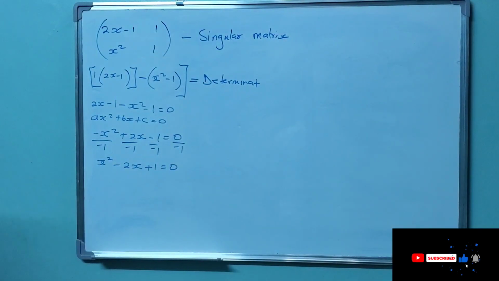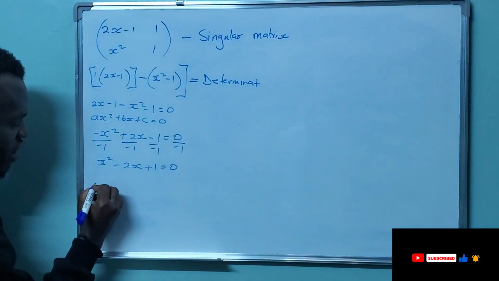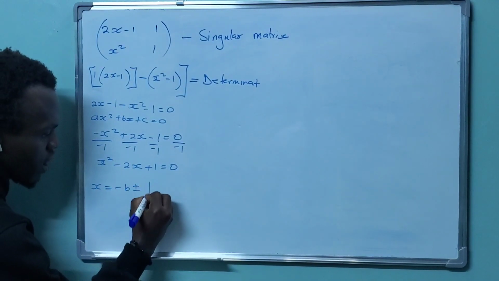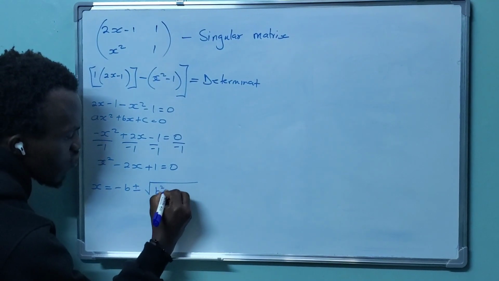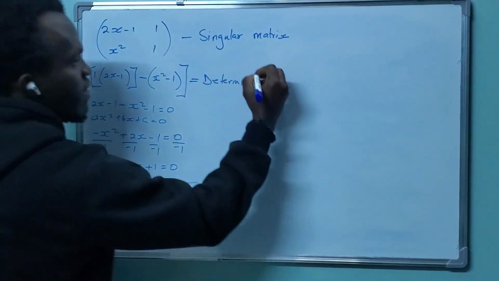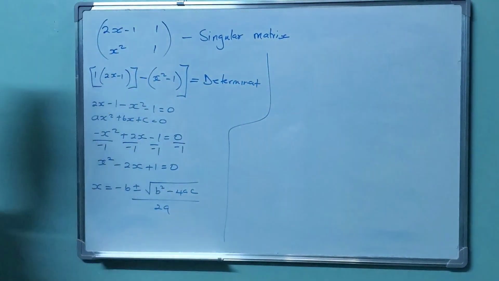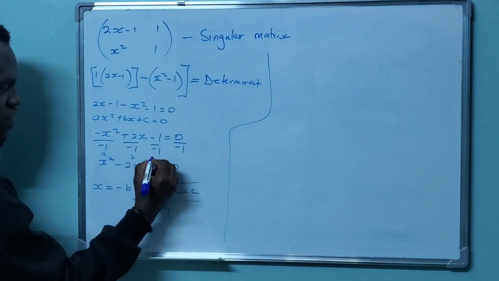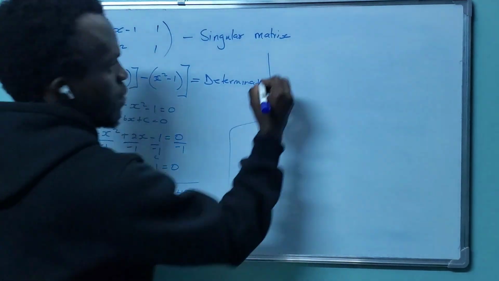So let us solve that using the quadratic equation formula, whereby I know the quadratic equation formula states that x equals negative b plus or minus the square root of b squared minus 4ac over 2a. Let us get the value of x using that. So this one is going to be my a, this one is going to be my b, this one is going to be my c. So let us replace them in our formula.